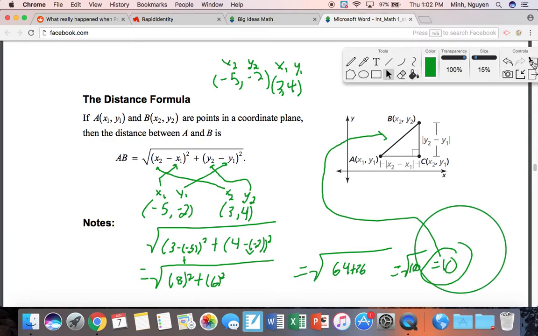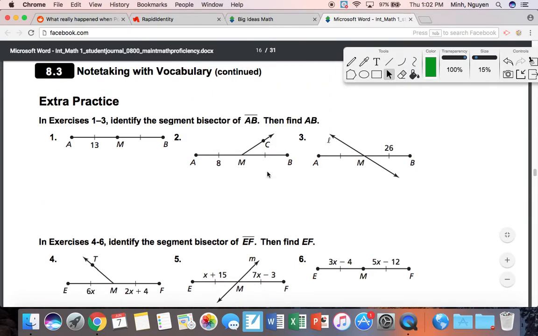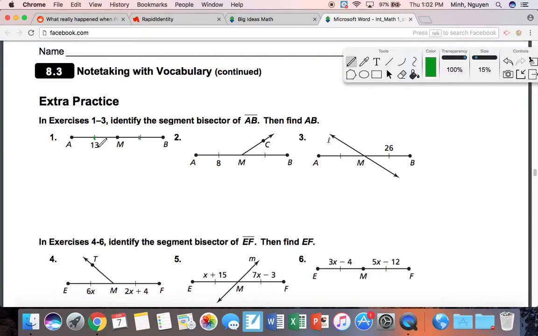Okay, so let's go into some extra practice problems. Identify the segment bisector. So identify what is cutting it in half. If this is 13, that means this is also 13. Where is it being cut in half? Right here, point M. Then find AB, the distance from A to B, which is this whole section. I have 13 and 13, so if I combine them, the whole thing is 26. The length of AB is 26.